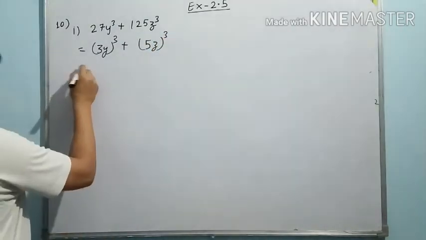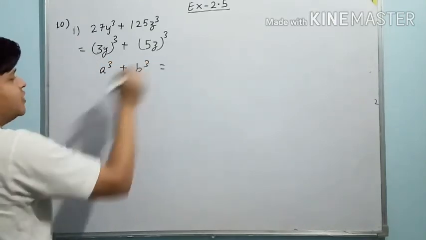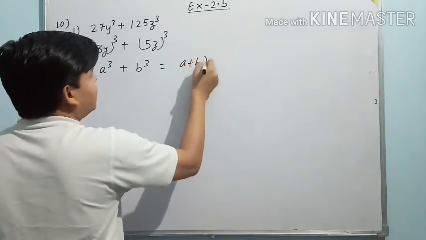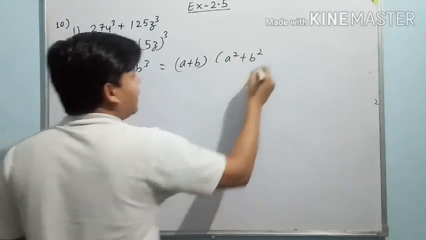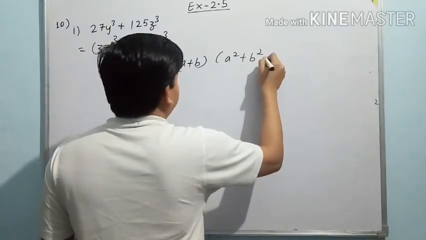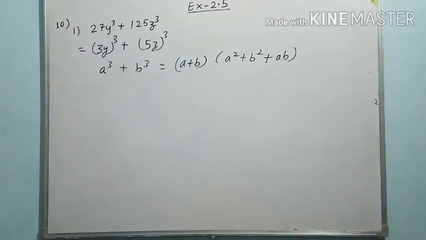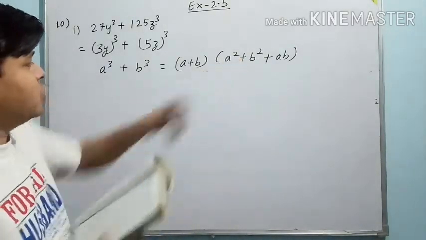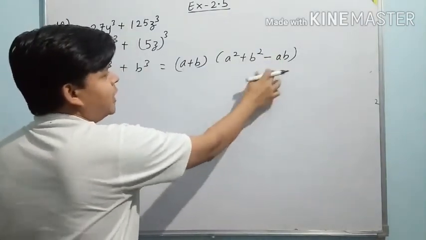And we all know this, I am writing the formula here, identity, that this is a cube plus b cube, which is equals to, I am writing identity here only, right? That is a plus b, and in bracket we have a square plus b square minus ab. So now let's put the values here. A cube plus b cube is equals to a plus b, in bracket a square plus b square minus ab.